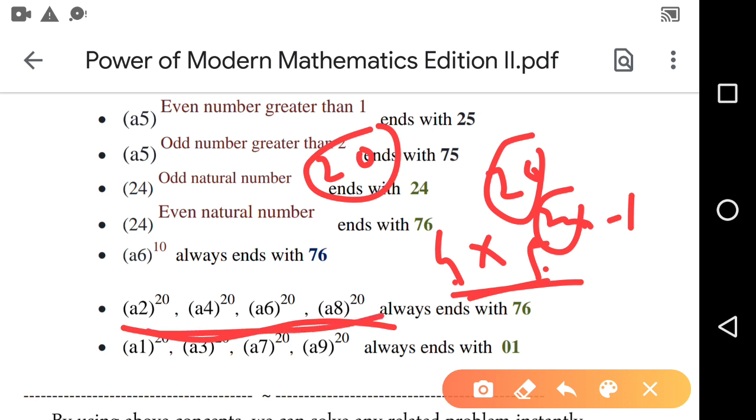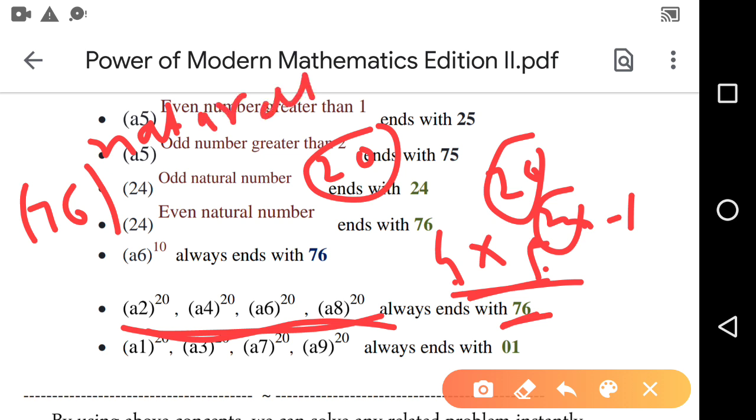Now any even number raised to the 20th power always ends with 76, and if we raise this 76 to any natural power, like 76 raised to 1, 76 raised to 2, then it always ends with 76. We call such a number a neutral number. A natural number that, raised to any natural power, ends with the same number, we call a neutral number, and it is mentioned for the first time in Power of Modern Mathematics, friends.